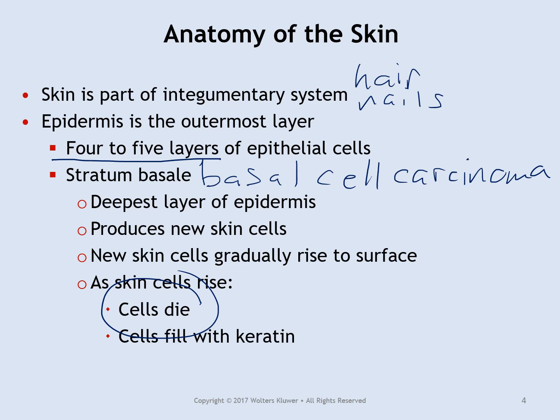As those cells rise to the surface, they also fill with keratin. Keratin is a hard protein. We find it in nails, in hair. You find it in your dog's toenails. Horses' hooves are made of keratin. It's what gives your skin its protective quality.